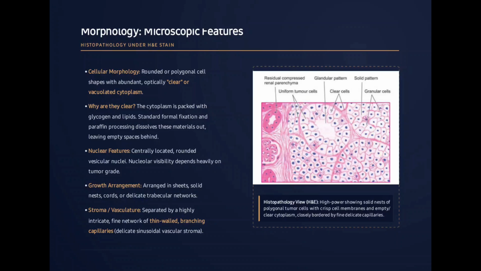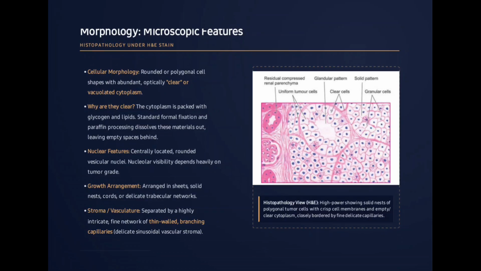Nuclear features: centrally located, rounded vesicular nuclei. Nucleolar visibility depends heavily on the tumor grade. Growth arrangement: arranged in sheets, solid nests, cords, or a delicate trabecular network. Stroma: separated by a highly intricate fine network of thin-walled branching capillaries. You can see in the picture the cells are arranged in a glandular pattern. We can see the clear cell, solid pattern.